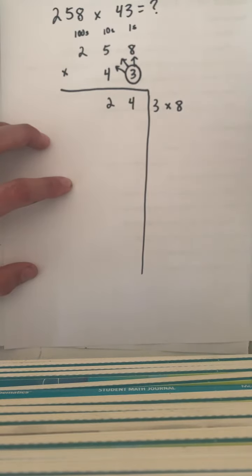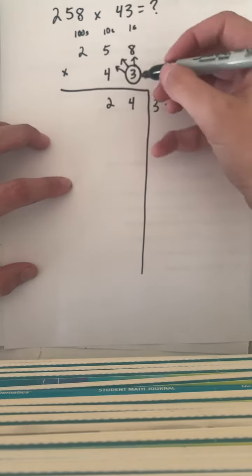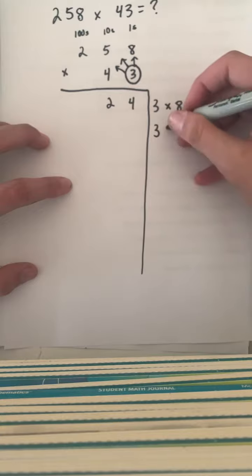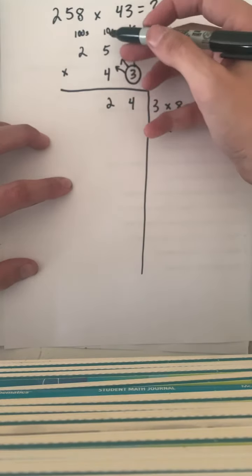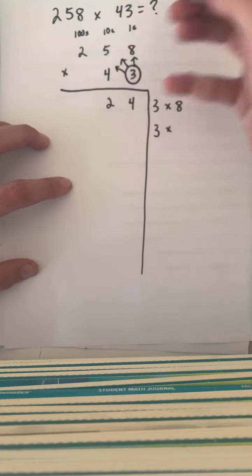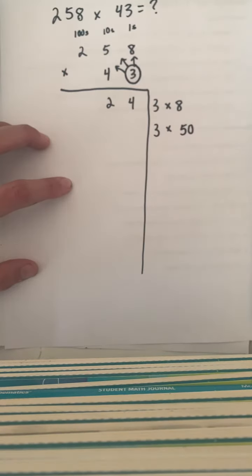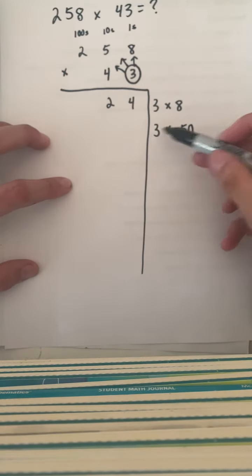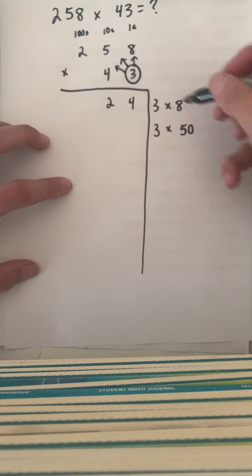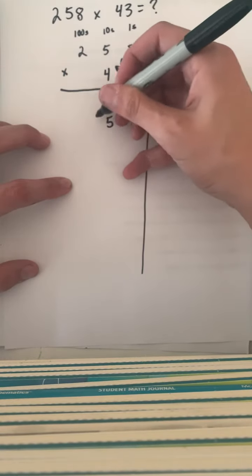My second part, I'm doing 3 times 5. I know that this 3 is still in the ones column, but the 5 is not. The 5 is in the tens column. So I know that 5 tens would be equal to 50. Then I can solve 3 times 50. 3 times 5 is 15. I add on the 0 and I get 150.